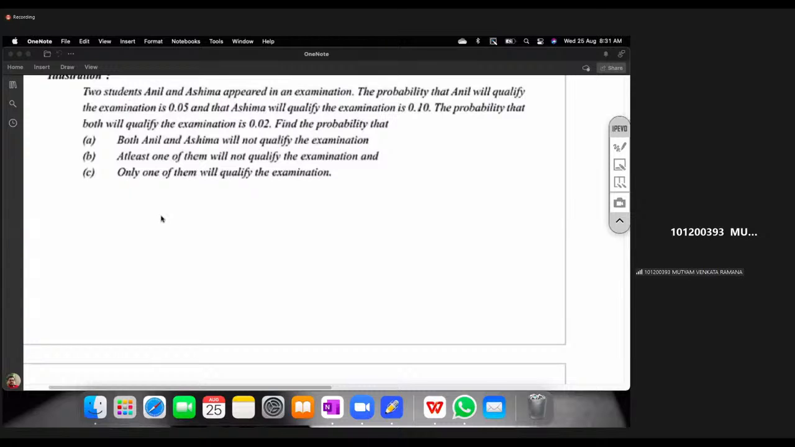Please do this question. I'm telling you, compared to permutation combination, probability is much easier. Because in permutation combination, we are not sure what the answer is. In probability, the answer will always be between 0 and 1. If you get a negative value or a value greater than 1, that means you went wrong. Okay?